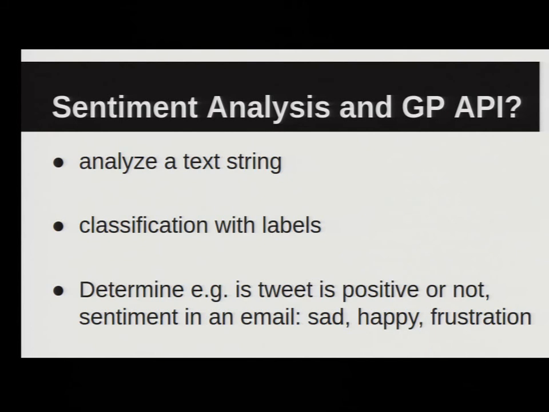Now, the Google Prediction API gives these kinds of capabilities. I have some information, I put it in the cloud, I train it, and I get some result out of it. How do I match it with sentiment analysis or opinion mining? First of all, I have to analyze a text string. Then it's a kind of classification with labels. For example, I want to know if your tweet is positive or negative.